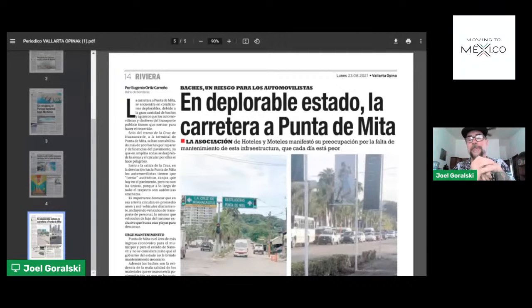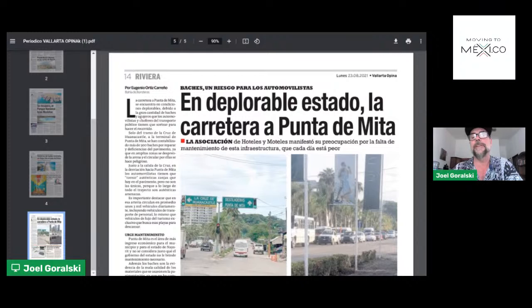So here a guy, and I'll let you read this on your own, but he did a little ride at the Punta Ramira, and his article is kind of funny, but you can read this. "Deplorable", okay? What do you think that means in English? Deplorable, estado, state, okay? Estado could be a state in the United States, los Estados Unidos. It could be a state here in Mexico, el estado de Nayarit, where I live, or el estado de Jalisco, where Puerto Vallarta is, la carretera, which is the highway, a Punta de Mita.